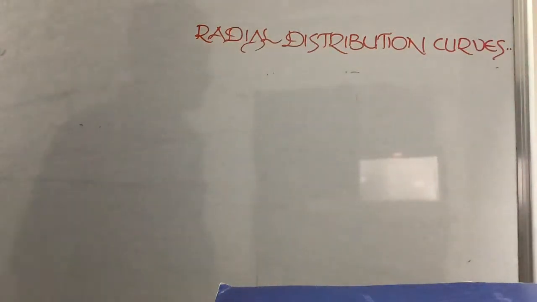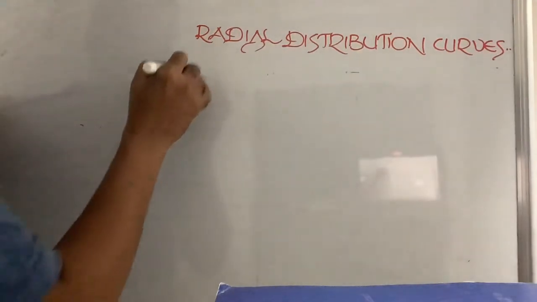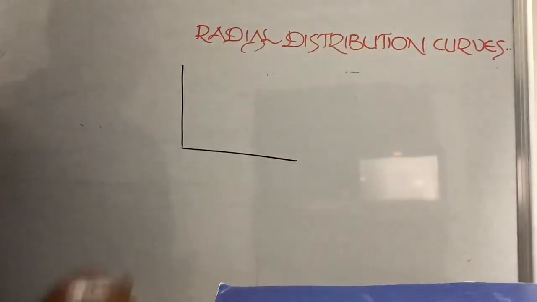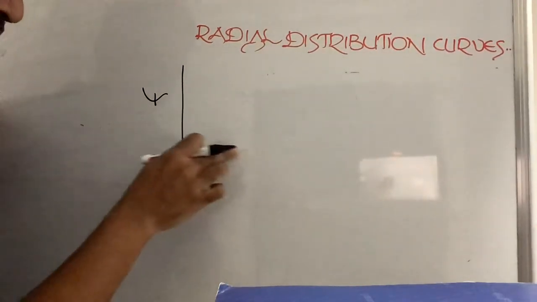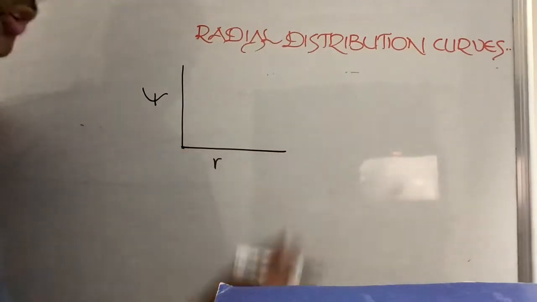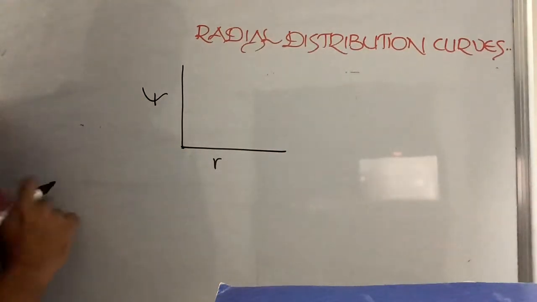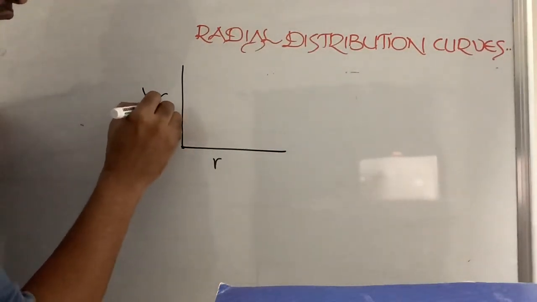Hello. In this session, we'll go with radial distribution curves of atomic structure. It's an interesting one. We'll take a graph of psi versus r. R is the radius, or you say distance from the nucleus. Psi is the wave function.